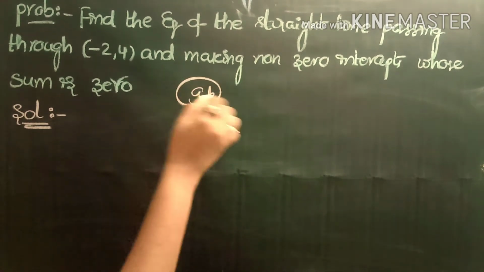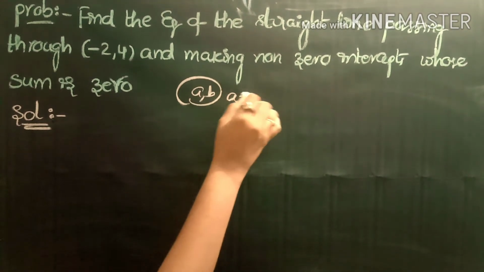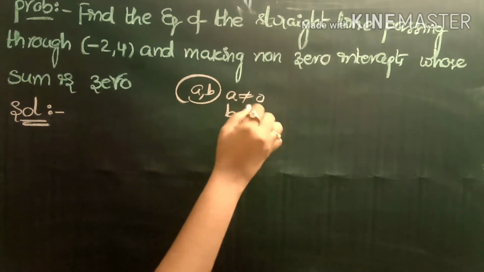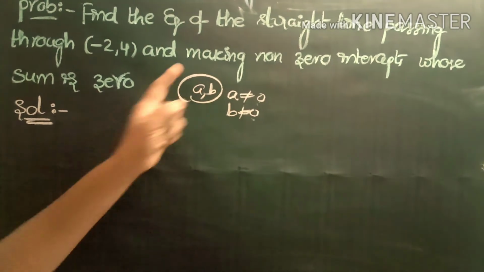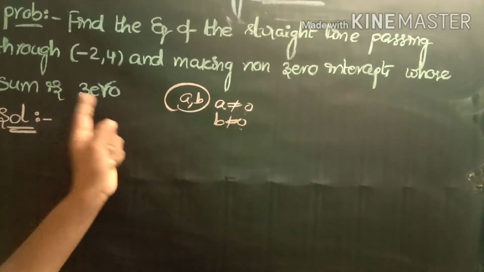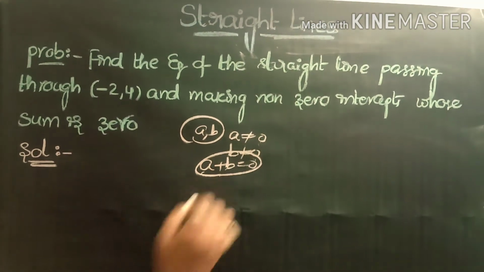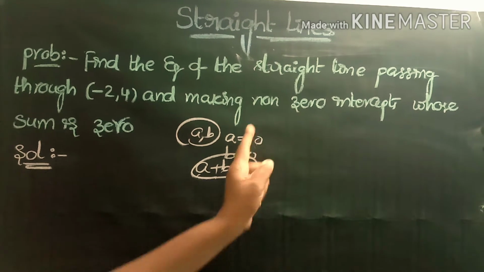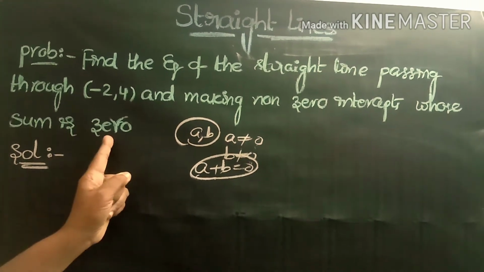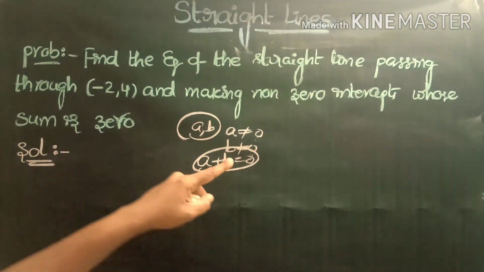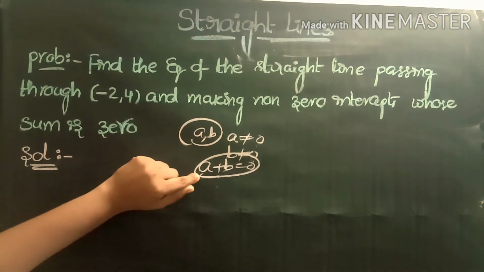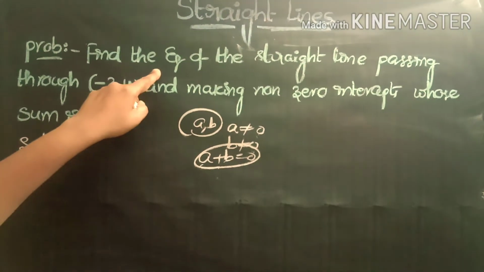What is the given data? Making non-zero intercepts, that is a not equal to 0, b not equal to 0. These values are not equal to 0. Making non-zero intercepts and whose sum is equal to 0, that is given that a plus b is equal to 0. Both are not equal to 0 and whose sum is 0, that is a plus b is equal to 0. This is the given data. By using this condition, we find the equation of the straight line.